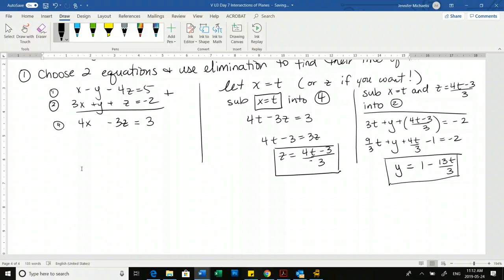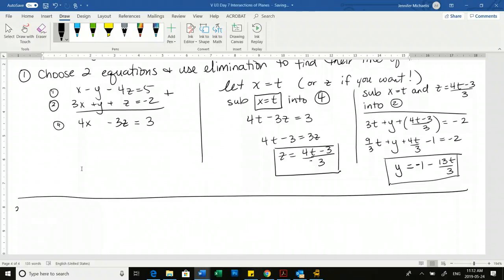Or -1, right? Because when I bring it over, it will be positive. So there's our 3 parametrics for our first. We are going to, so this is the same process as what we did before. We're now going to sub our 3 parametric equations into the last equation that we didn't use in step number 1 for the elimination.